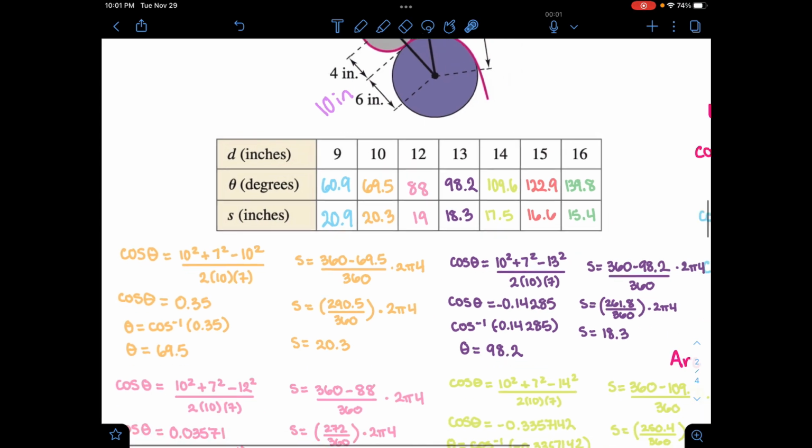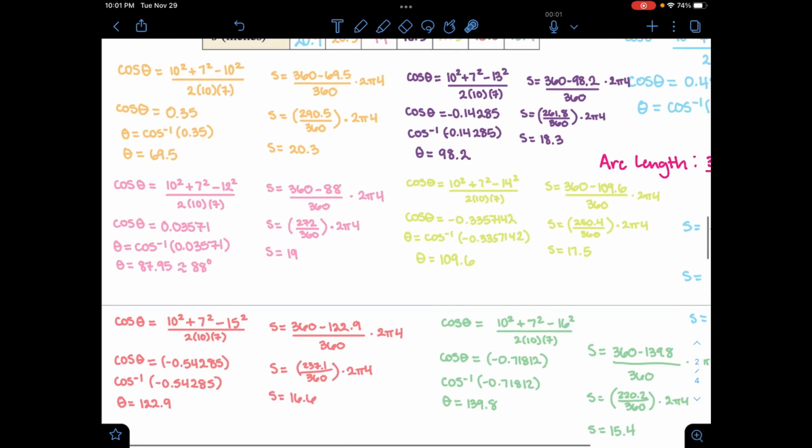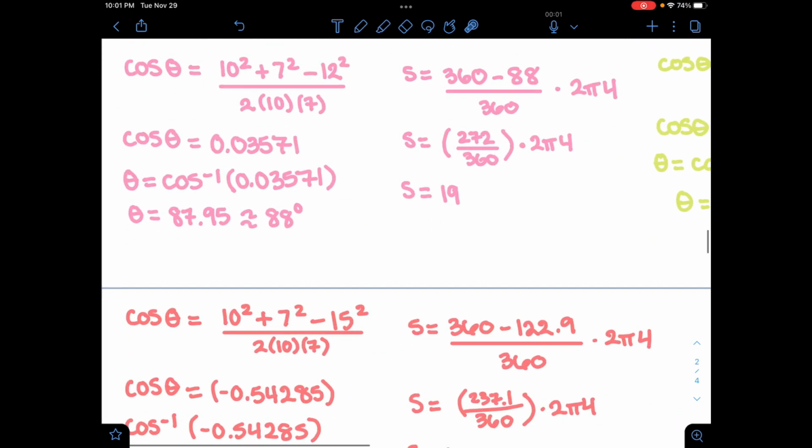And if you didn't get these, I would check your calculations to make sure you added and subtracted right, you multiplied right, and to make sure you plugged in the cosines right.